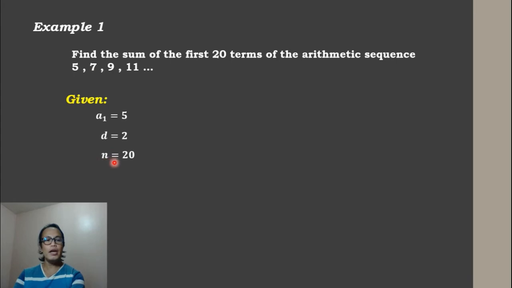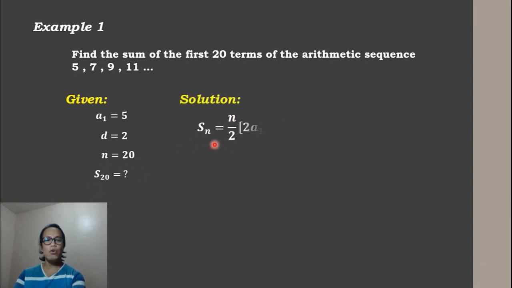Next, our n is 20. How did we get 20? Since we are going to find the sum of the first 20 terms, there are 20 terms that we need to add. And of course, we have to find S sub 20, which is the S sub n. This time, since our n is 20, that is S sub 20.